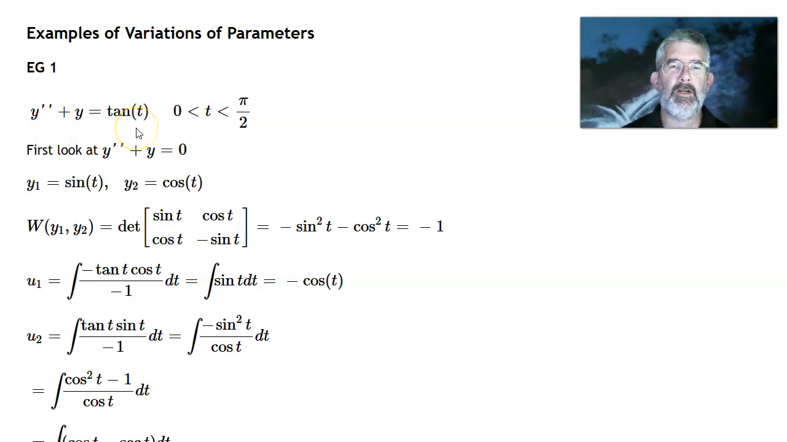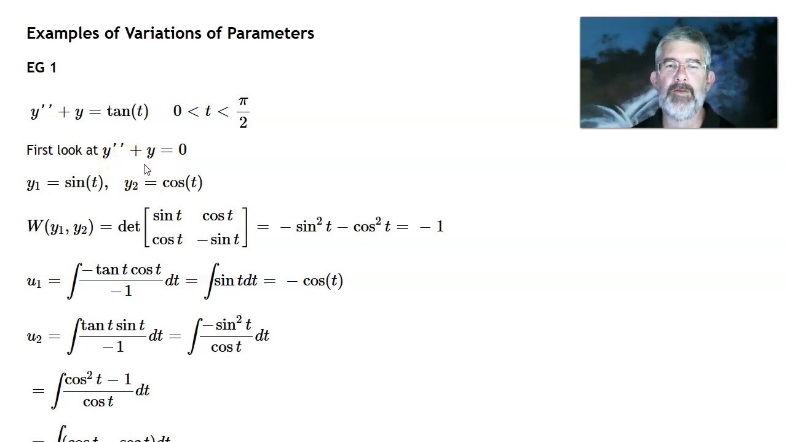Tangent has vertical asymptotes at the odd multiples of pi over 2. So we could actually be between minus pi over 2 and plus pi over 2, but for whatever reason, I think they also want the tangent to be positive. Yeah, so anyway, in this interval. So in order to solve the non-homogeneous equation, we have to first solve the homogeneous equation. This is one that you can just almost look at.